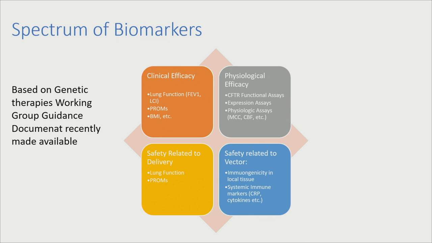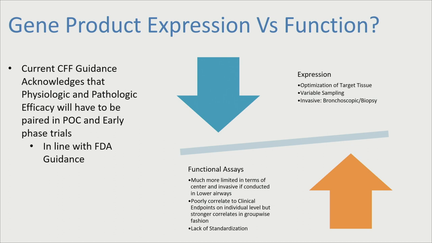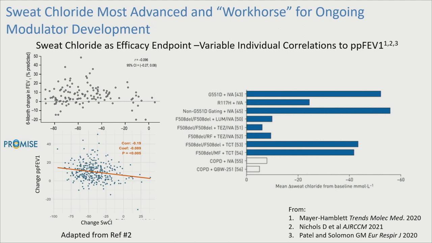So in thinking about biomarkers for these types of proof of concept studies, and thinking about physiologic efficacy and delivery efficacy, there's really a balancing that has to be assessed between gene product expression in the target tissue and function. And so efficacy endpoints for these types may be thought about in these two veins. And the current CFF guidance document acknowledges that physiologic and pathologic efficacy will have to be paired in proof of concept and early phase clinical trials, which is in line with the FDA guidance and is actually the suggested approach in those guidance documents.